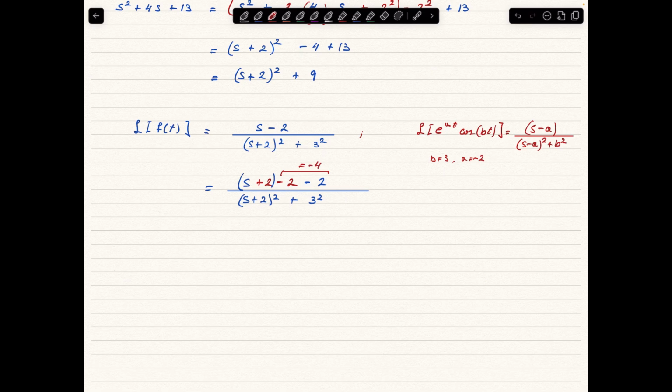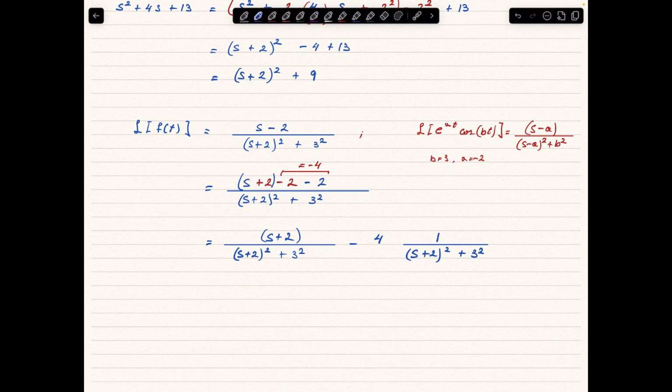So we can split this rational function into (s plus 2) over (s plus 2) squared plus 3 squared, and notice this is exactly this expression here for these values, but we have to pay a price, and the price is that we have a negative 4 and here 1 over (s plus 2) squared plus 3 squared.